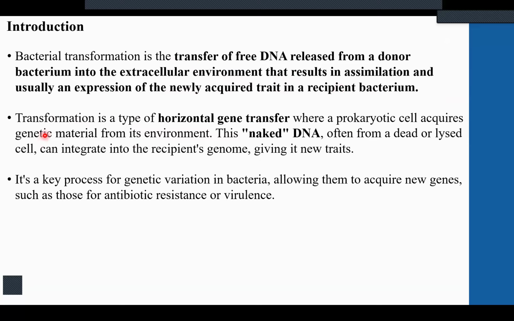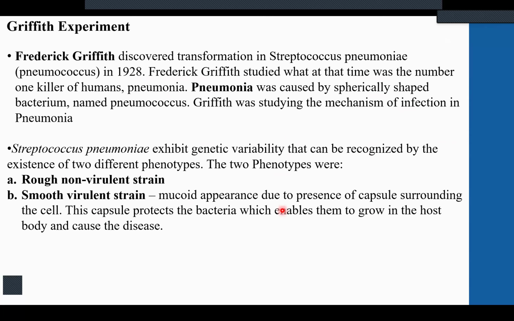So transformation is an example of horizontal gene transfer that happens in prokaryotes. What has been taken up are pieces of DNA from the extracellular environment, which has come from the donor bacteria. These DNA pieces are known as naked DNA, which come from dead or lysed cells. The genes that are present on these pieces of DNA can give the recipient bacterium beneficial characteristics such as antibiotic resistance or virulence. So we will start with the Frederick Griffith experiment to explain transformation.